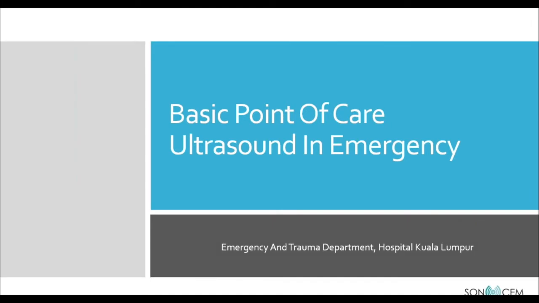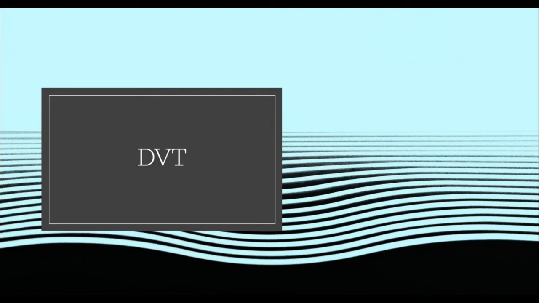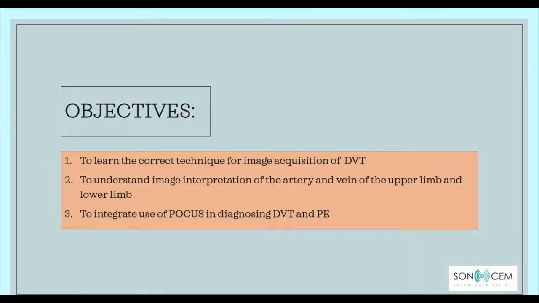We are here in the series of basic point of care ultrasound in emergency, prepared by the Emergency and Trauma Department, Hospital Kuala Lumpur. And we will be focusing on deep vein thrombosis. The objectives of this lecture are to learn the correct technique for image acquisition in DVT and to understand image interpretation of the artery and vein of the upper limb and lower limb. So we will be able to integrate the use of PoCUS in diagnosing DVT and PE.